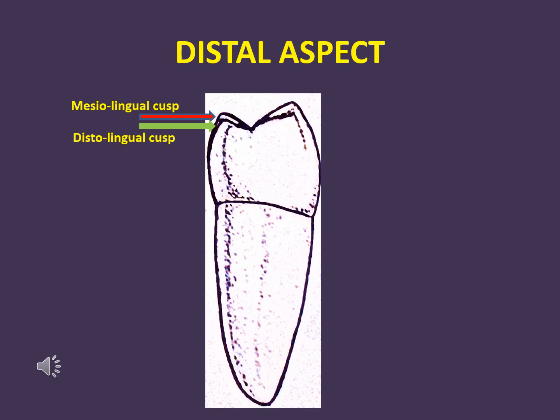Suppose if a two cusp pattern is present, you are able to see a distolingual developmental depression. So these are all the features regarding the distal aspect.